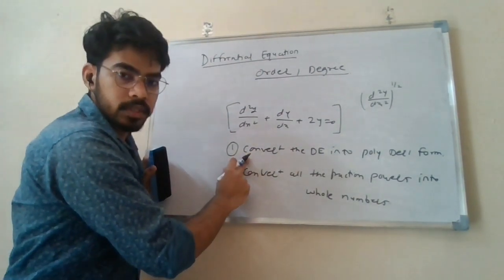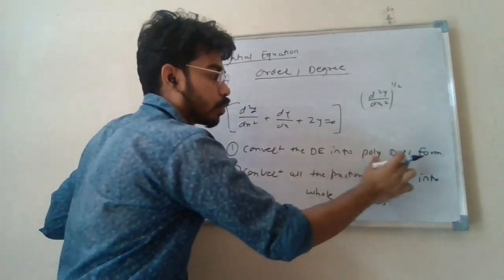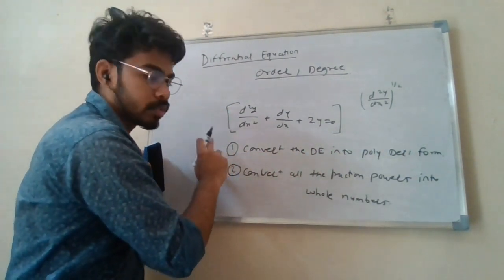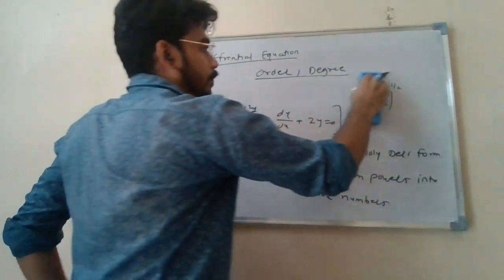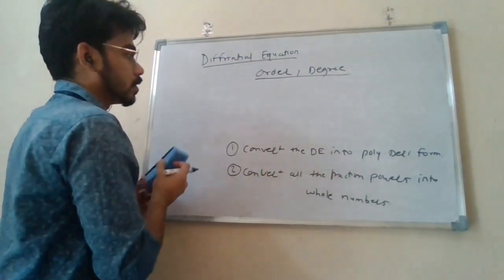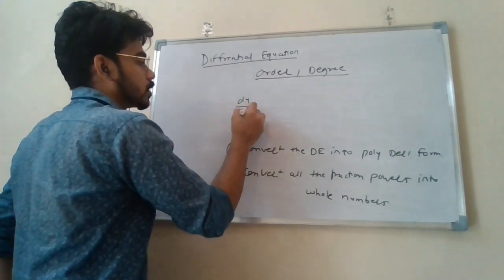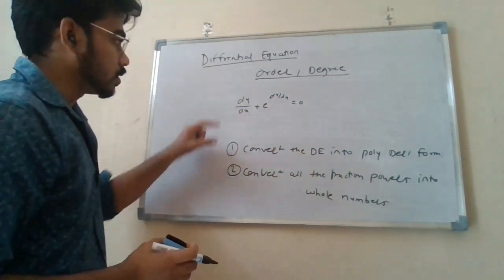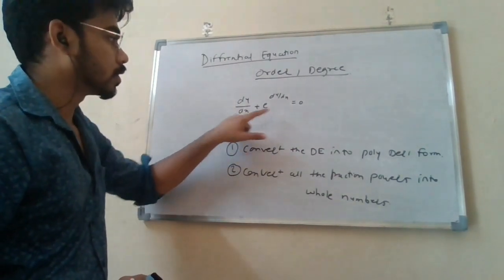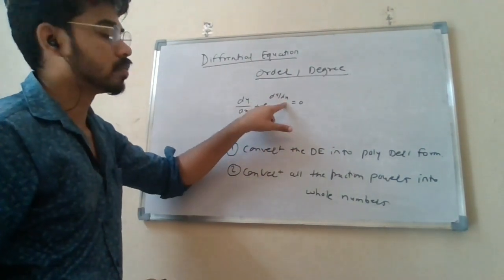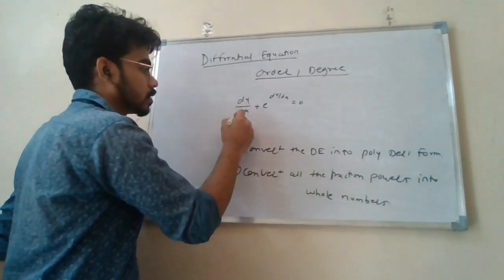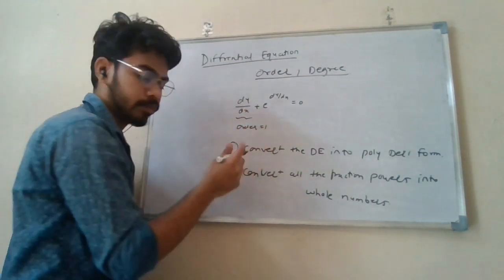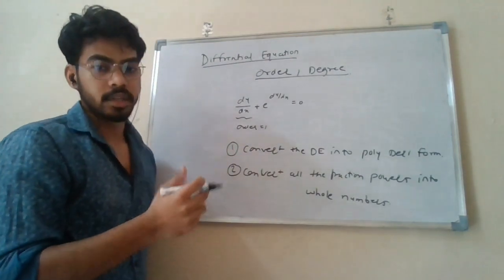What is the meaning of the first point? Convert the differential equation into polynomial derivative form. Here basically we have to simplify the differential equation. If my differential equation looks like dy by dx plus e to the power dy by dx is equal to 0, then easily you can see that the highest order derivative is dy by dx, and this is the first order derivative. That means my order is 1. Okay, that's fine. But what about the degree?